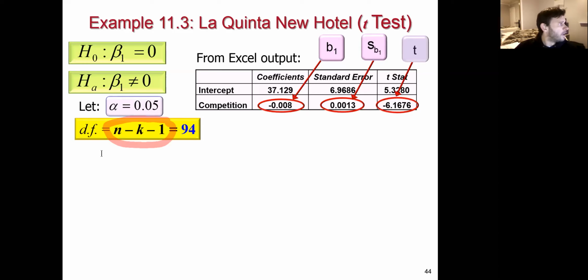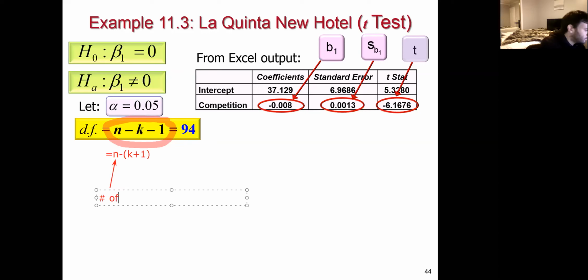So I'm going to argue here that the number of parameters we had to estimate in this model are k plus 1. We had k variables, but we had one intercept term. So you could equivalently think of the degrees of freedom as n, the number of observations, minus the quantity k plus 1. So what is n? N is the sample size. And that value here, k plus 1, what is that? That is the number of parameters that we have to estimate.